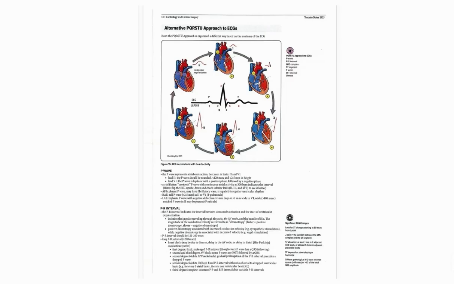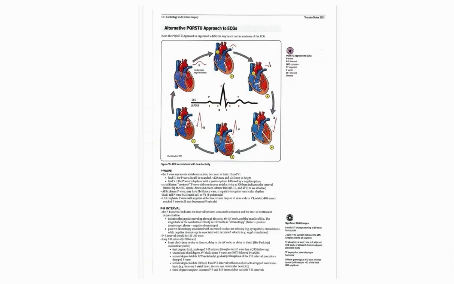A sawtooth P wave suggests atrial flutter, typically with atrial rates around 300 beats per minute. An absent P wave with an irregular rhythm suggests atrial fibrillation. A tall peaked P wave greater than 2.5 millimeters indicates right atrial enlargement, also called P pulmonale.